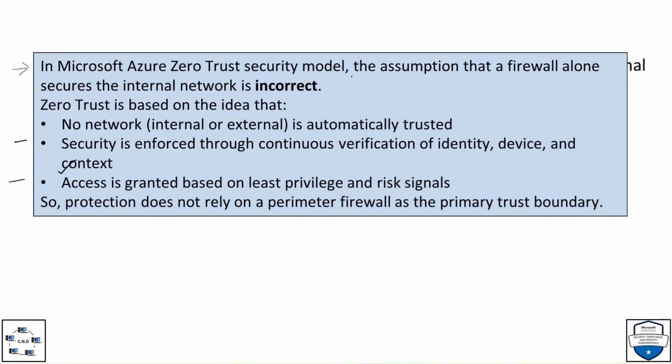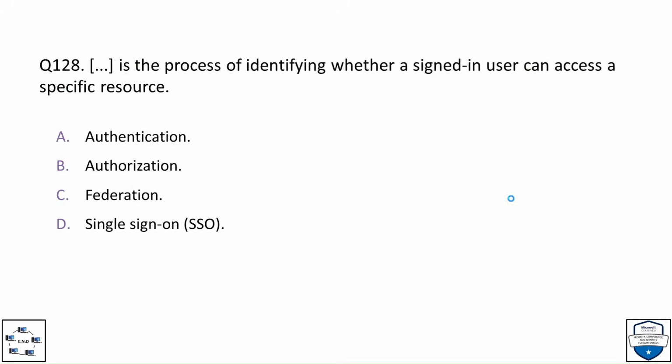In the Microsoft Azure Zero Trust security model, the assumption that a firewall alone secures the internal network is incorrect. Zero Trust is based on the idea that no network, internal or external, is automatically trusted. Security is enforced through continuous verification of identity, device, and context, and access is granted based on least privilege and risk signals. So protection does not rely on a perimeter firewall as the primary trust boundary.